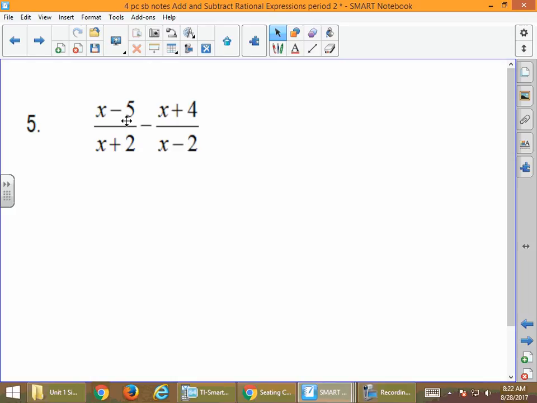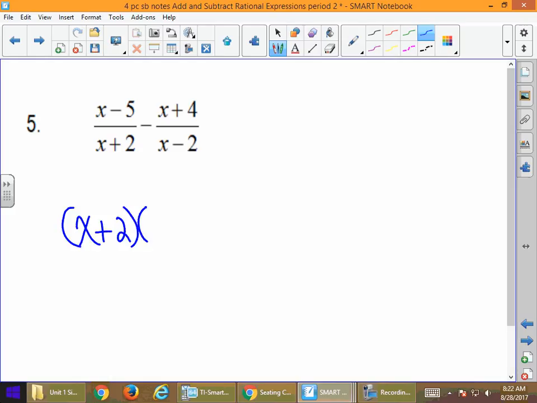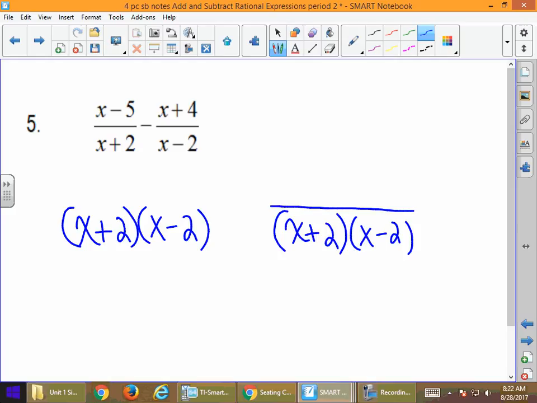So as we take a look at this one here, the only thing we can do to find the common denominator is multiply the two together. We don't have to factor anything, so that's the nice part on this one. We can leave it as x plus 2 and x minus 2. That's going to be our common denominator. I want to change colors there. I want to emphasize that we're subtracting.